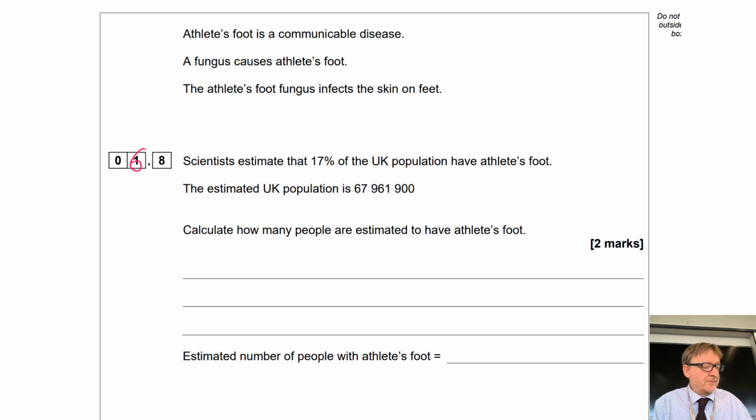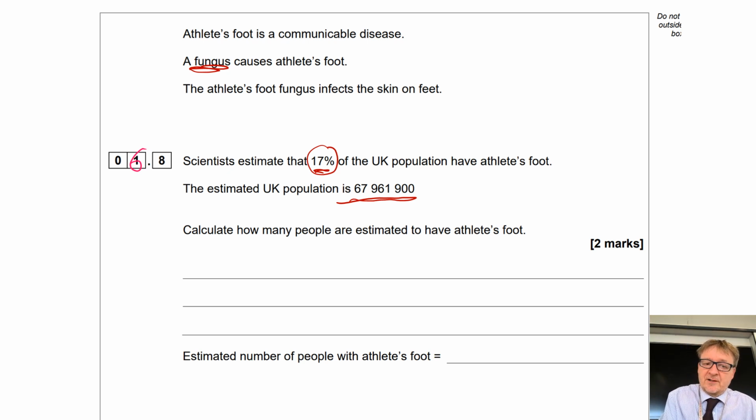Okay, 1.8. Athlete's foot. Athlete's foot is a communicable disease. Again, it's a fungus. The athlete's foot fungus infects the skin on the feet. Scientists estimate that 17%, that's obviously important, of the UK population have athlete's foot. It's quite scary really that 17% have got it all the time. The estimated UK population is that many, 67 million, etc. Calculate how many people are estimated to have athlete's foot.